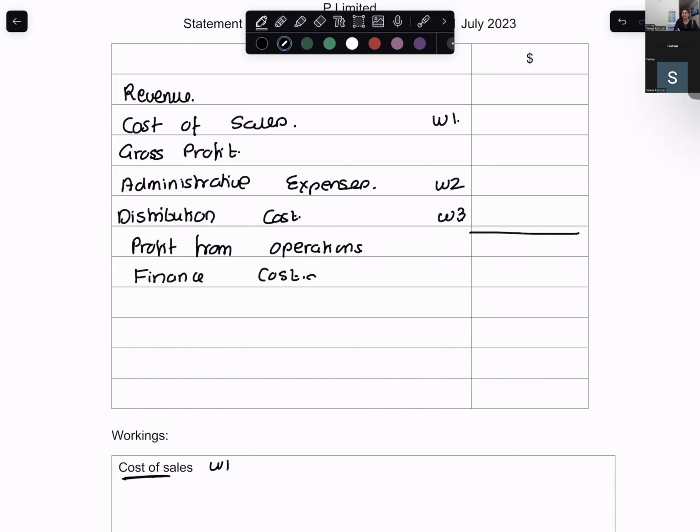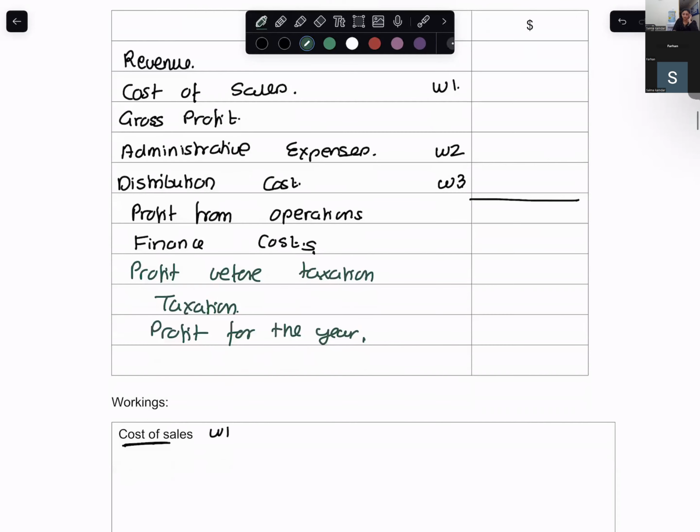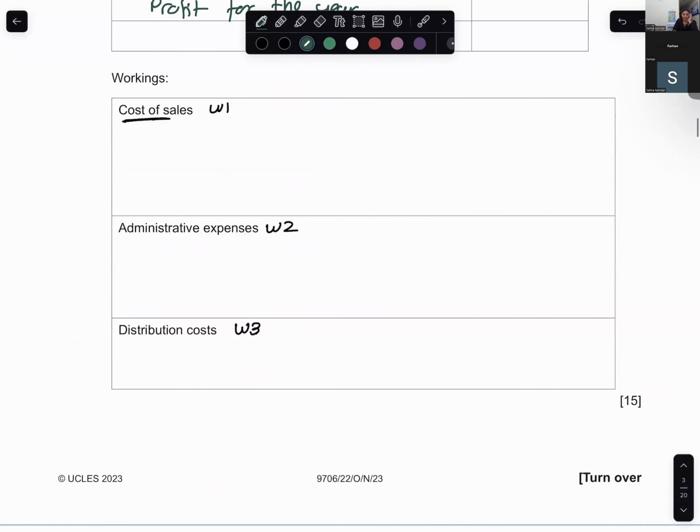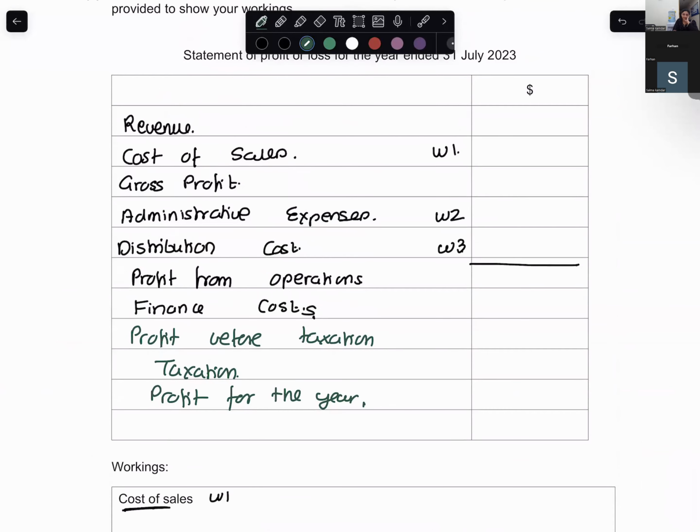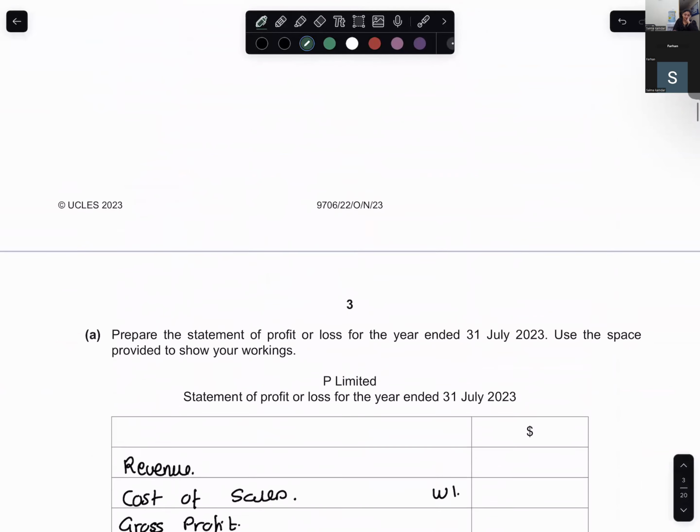Then you will deduct the finance costs. Then you get profit before tax. Then you'll minus tax. Then you'll get the profit for the year. So this is the format that you have to stick to. There were 3 things that they wanted workings for, so we have written working 1, working 2, working 3. Are you with me?